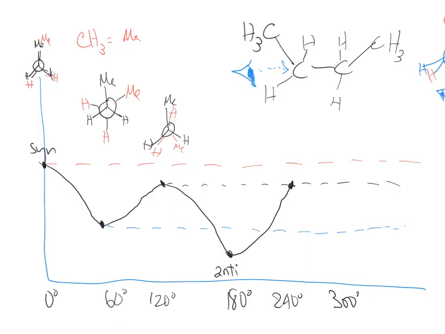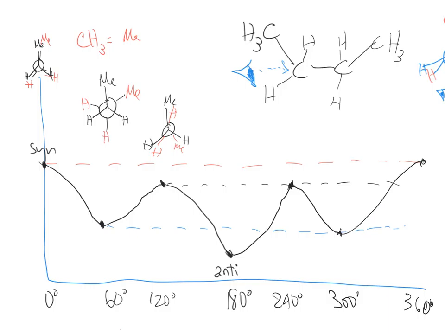Once again, if you do your Newman projections, you would see that that's true. And then if we go to 360 degrees, is it going to go up in energy or down in energy? Up, because it's going to be the exact same thing as what we started off with. Like that.